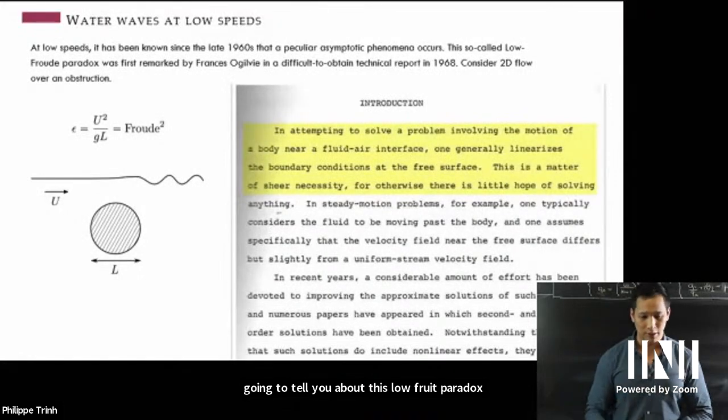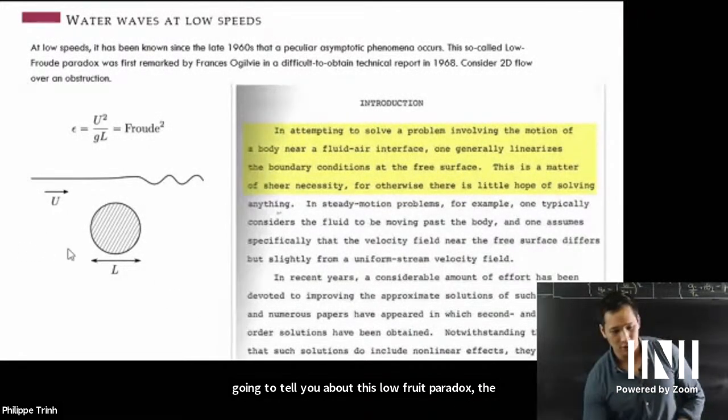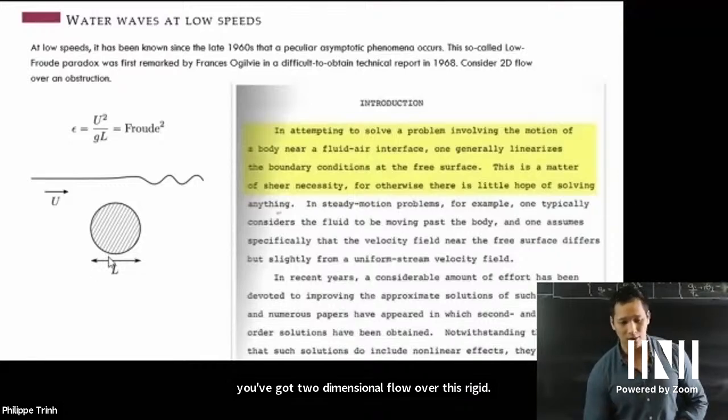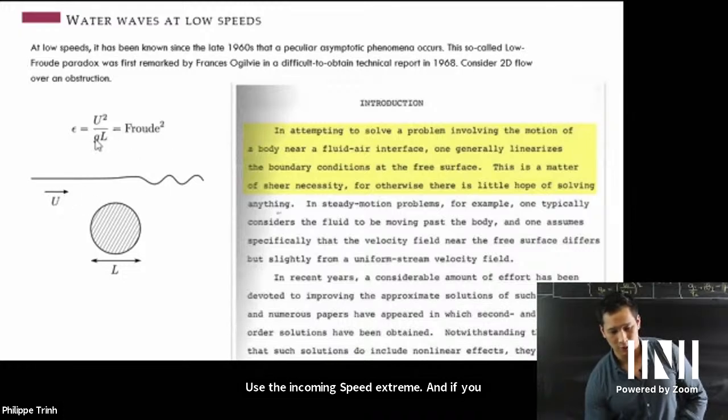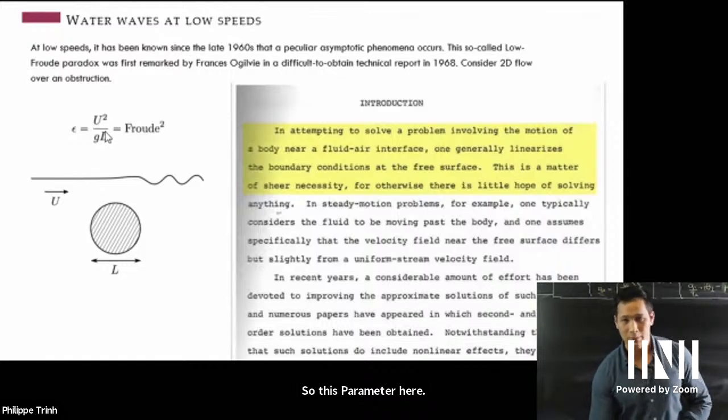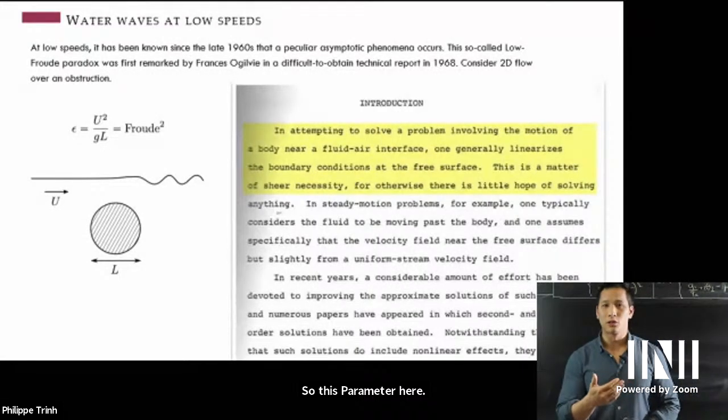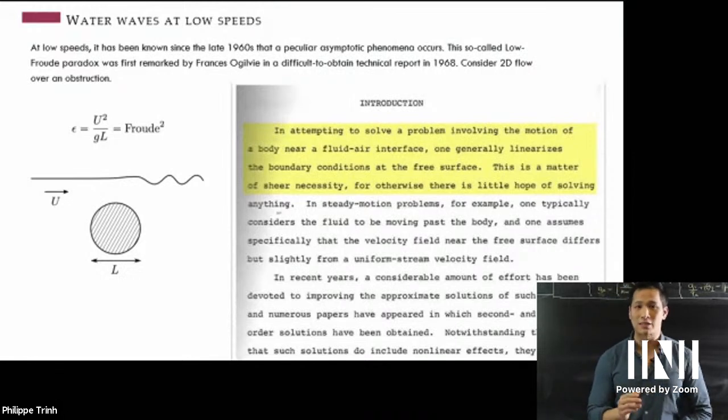The situation that you want to keep in your mind is that you've got two-dimensional flow over this rigid obstacle here that has some length scale L. You're looking at steady state flow. U is the incoming speed of the stream. And if you fiddle around with the dimensional quantities, you will come out with a governing non-dimensional parameter, the crucial parameter, this Froude number here. This parameter measures the relative strengths of inertial and gravitational effects. This is the epsilon. So we're going to be looking at the limit epsilon tends to 0, low Froude, or you can think of it as low speed flows.